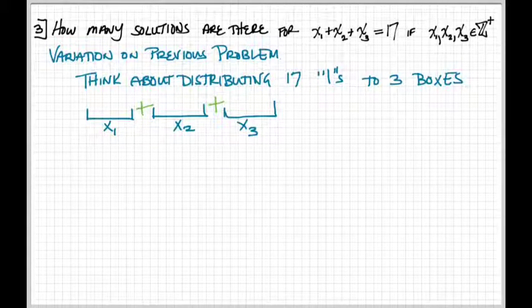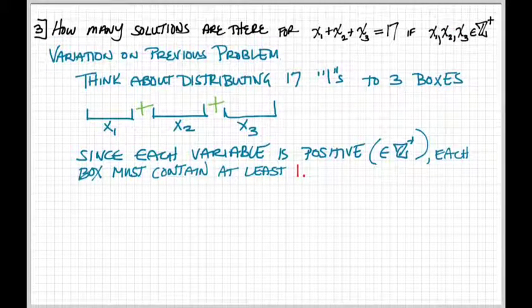We can think about distributing 17 ones into the 3 boxes, where x1 is one of our boxes, x2 is one of our boxes, and x3 is one of our boxes, and the total number of ones in each box represents the integer. What makes this different is the restriction that x1, x2, and x3 all have to be positive integers. That means they have to be greater than or equal to 1.